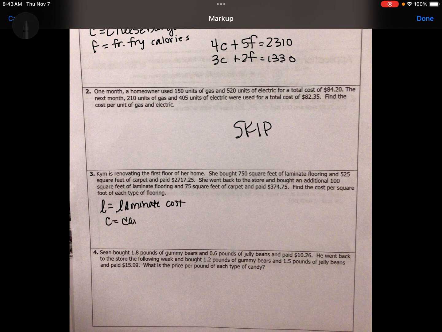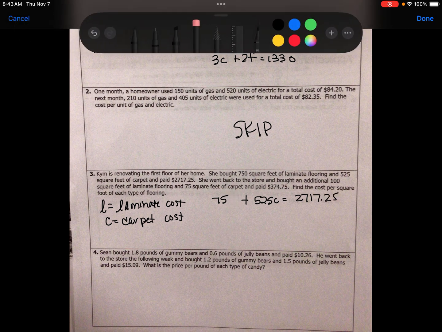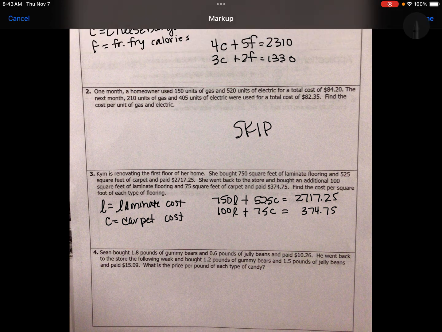C equals the carpet cost. So there's 750 feet of laminate, so 750L plus 525C equals 2717.25. Make sure you can read that. Then she goes back and buys 100 laminate and 75 carpet and pays $374.75. Okay. All right. So we're going to stop there, and there's a second paper that you need.